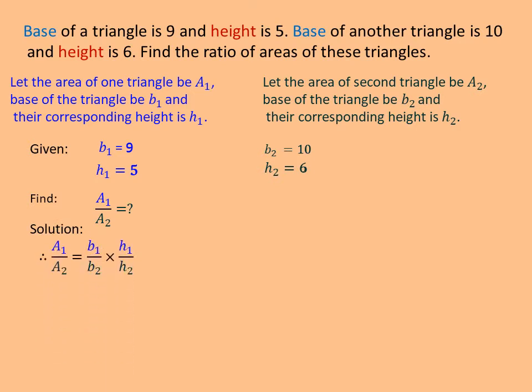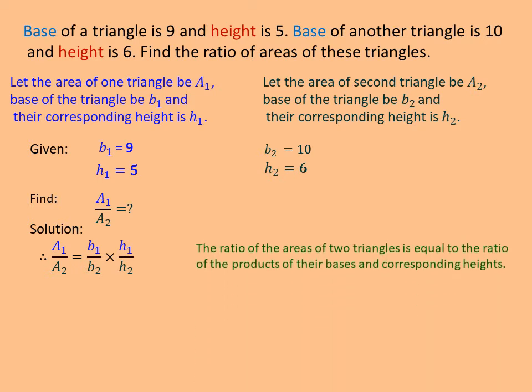Now see the solution. We have the formula as we have done. A1 upon A2 equals B1 upon B2 multiplied by H1 upon H2. Means what? Product of the bases and the corresponding heights. See here, the ratio of the areas of two triangles is equal to the ratio of the product of their bases and corresponding heights. Can we do substitution here?